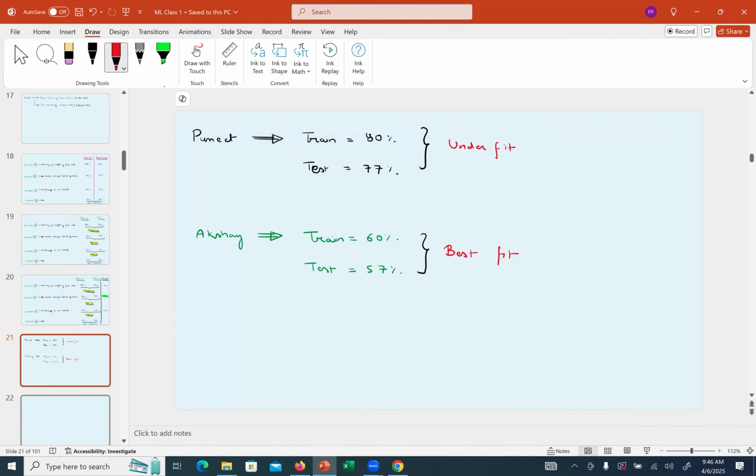In Puneet's scenario, it would be underfit if the complexity of the model is too simple and we have fed enough data to the model. Still, it is not giving accurate answers to us. Whereas in Akshay's case, it is the opposite.